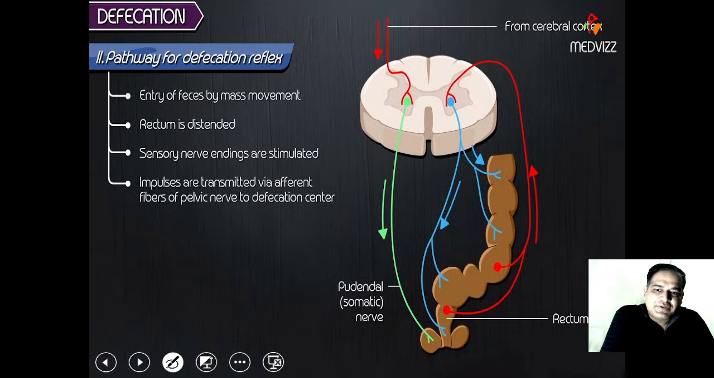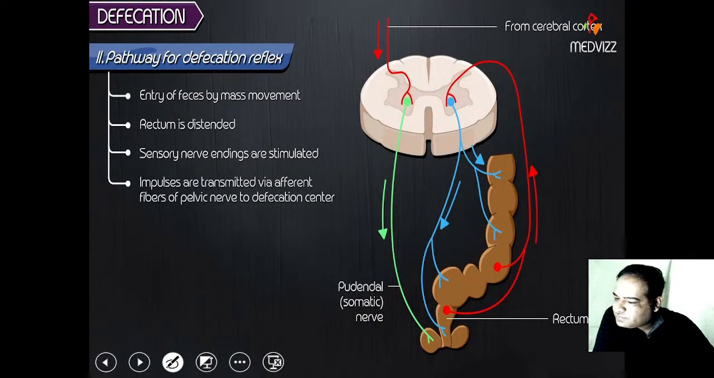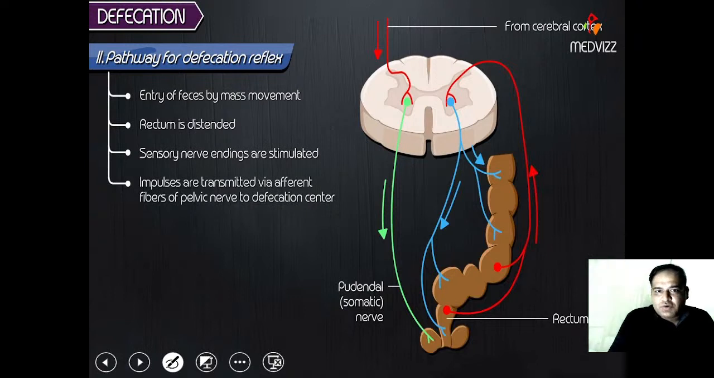Fine. So what happens with this is, if the neonates don't pass the meconium, and the neonate starts developing abdominal distension, we may have to do manual evacuation of the fecal matter. Fine. Now, what is this rectoanal inhibitory reflex?